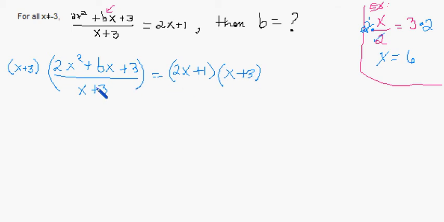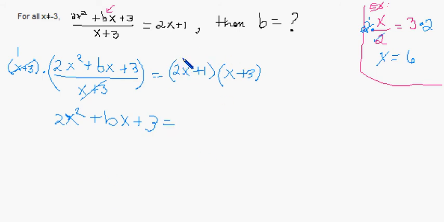Now you notice that this method is exactly the same as cross multiplying, just putting this over 1 and cross multiplying. Because these two terms are being multiplied, you can reduce. x plus 3 goes into x plus 3 once. So then we're left with 1 times this entire trinomial, which gives us 2x squared plus bx plus 3 equals this product here.